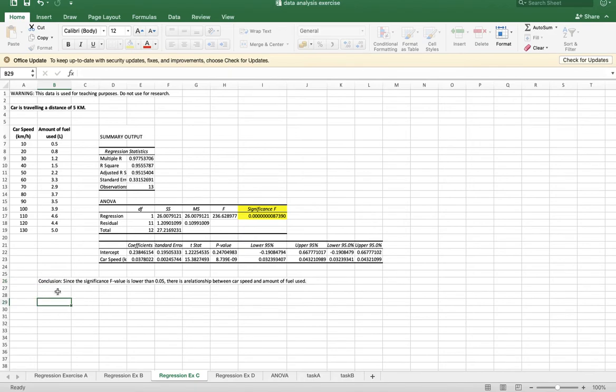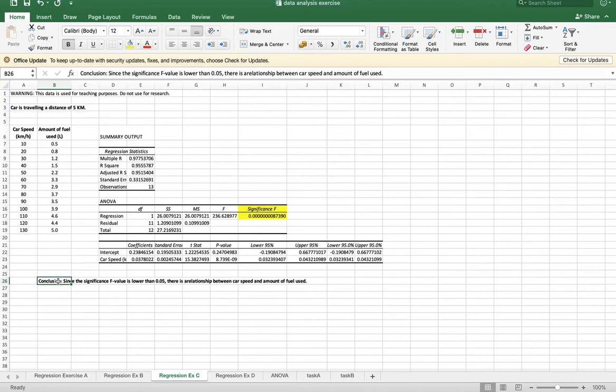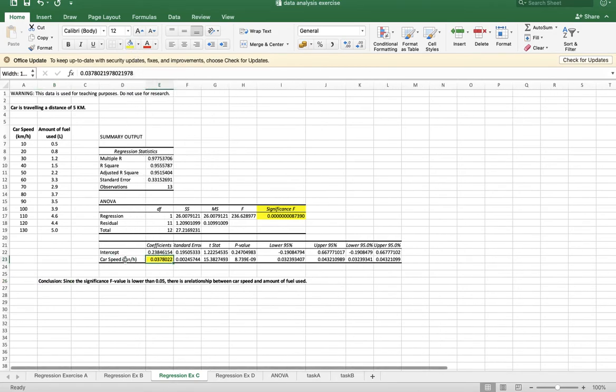However, we also want to know whether increased speed means increased fuel use. So how do we know that? We can actually know the relationship between car speed and amount of fuel use by looking at the coefficient here. You see here, car speed, then coefficient. This is the number that you need to focus on if you want to see if there's a positive relationship between car speed and amount of fuel use, or negative.